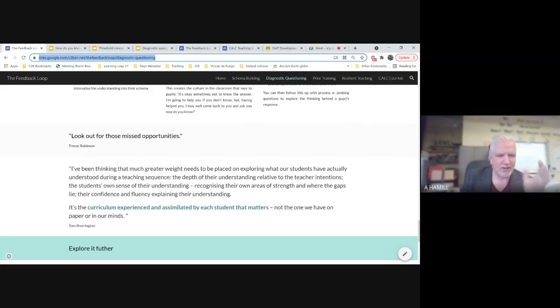I mean, that Tom is a brilliant writer in that he packs a lot into a phrase. You could reflect on each phrase there and learn a lot from it. But this turn of phrase at the end was excellent. It's the curriculum experienced and assimilated by the student that matters, not the one we have on paper or in our minds. In our classes, what is the lesson experienced and assimilated by our pupils? And how do we know? Through diagnostic questioning.